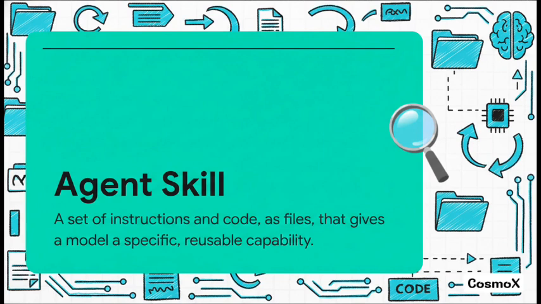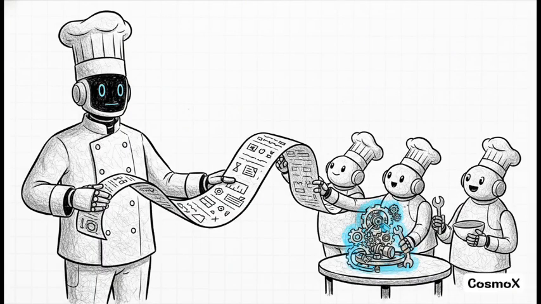So, what in the world is an agent skill? Well, think of it like a pre-packaged piece of expertise. It's just a set of instructions and some code, saved as simple files, that you can hand over to an AI model. And just like that, you give the model a brand new, very specific ability that it can use over and over again. You know, the best way to think about it is like a recipe. Imagine a master chef creates this perfect, super detailed recipe for a really complicated dish. Now, pretty much any decent cook can grab that recipe and successfully make the dish. An agent skill is exactly that, but for an AI.